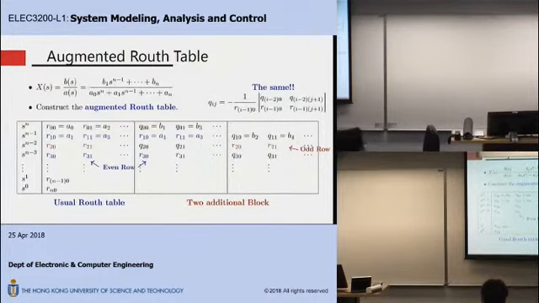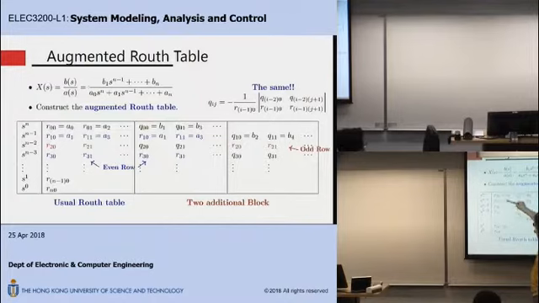Okay, this is a Laplace transform of the time function. You need to construct the augmented Routh table. This is more than a Routh table, but it contains the Routh table. So this part is the Routh table. Okay? What you do is the following. This part is the Routh table, from the Routh table of A, of this denominator polynomial.